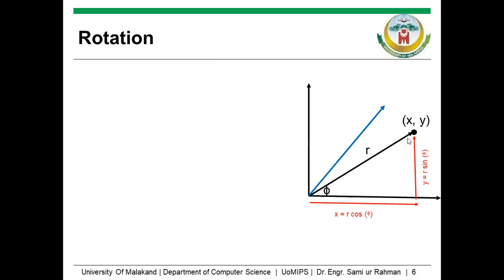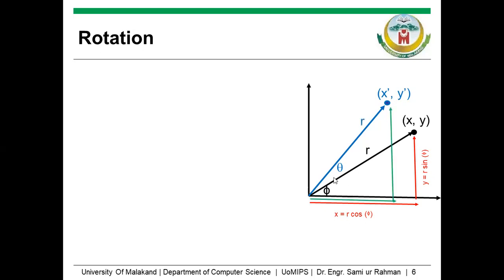And now we want to rotate this point from this position to this, and this is the new position, x prime and y prime. This is moved with the angle theta. So this angle theta is this one. So the movement is this much.